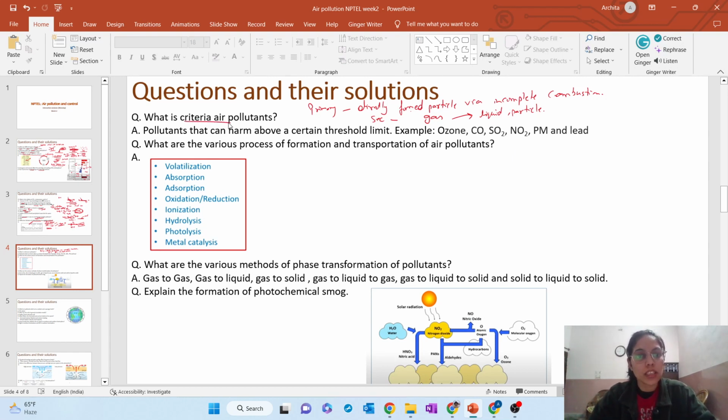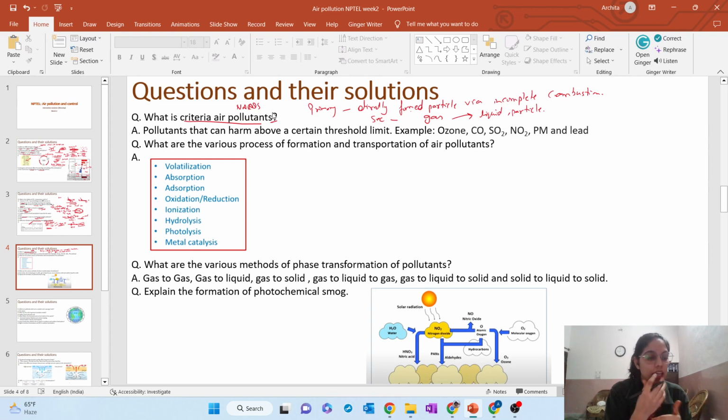This is very important because these are the pollutants that are acknowledged by the EPA, the Environment Protection Agency, or NAAQS, the National Ambient Air Quality Standards, and they have decided on these criteria pollutants and their threshold limit. Our atmosphere is okay with them up to a threshold limit, and once that limit is crossed, they become harmful or hazardous for us.